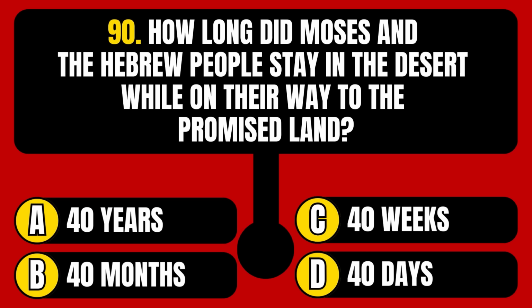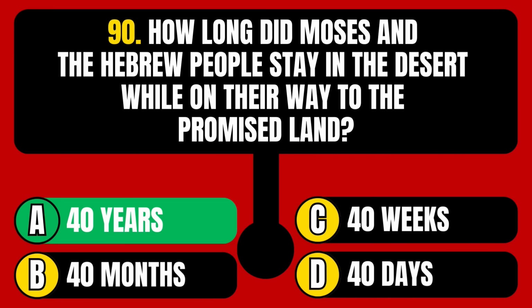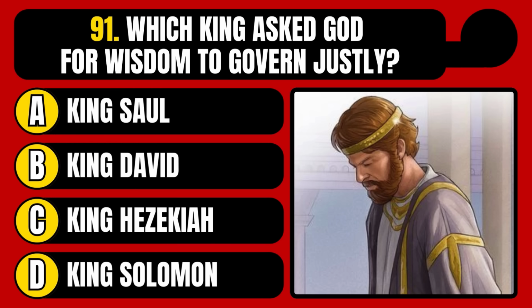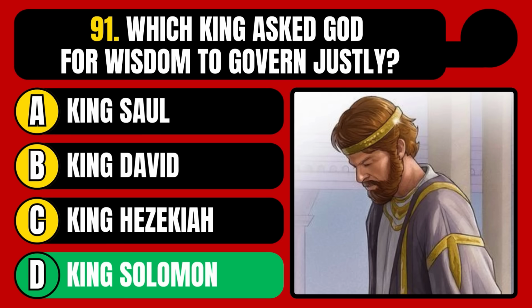How long did Moses and the Hebrew people stay in the desert while on their way to the Promised Land? 40 years, 40 months, 40 weeks, or 40 days? The correct answer is option A, 40 years. Which king asked God for wisdom to govern justly? King Saul, King David, King Hezekiah, or King Solomon? The correct answer is option D, King Solomon.